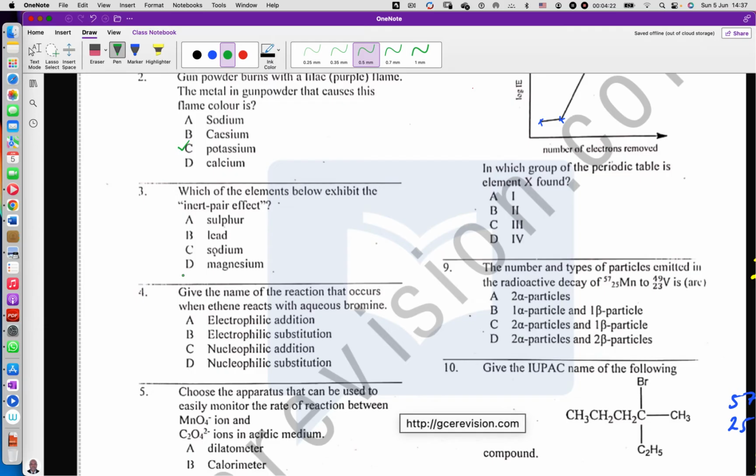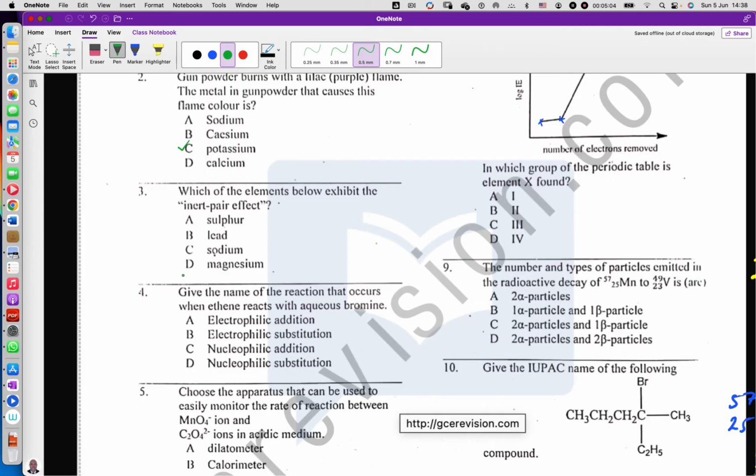Question number 3. Which of the elements below exhibits the inert pair effect? First of all, what is an inert pair effect? In our previous question paper, I said this is the ability of the outermost s electrons to remain paired and not take part in bonding. In other words, you can say the reluctance of the outermost s electrons to take part in chemical bonding.